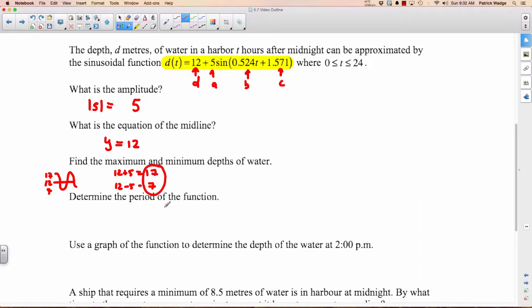Determine the period. Well, to get the period, you do 2 pi divided by the absolute value of b. So that's 2 pi divided by the absolute value of 0.524. And if you do that, I don't feel like showing you on a calculator, it equals 12. Try it yourself if you want.